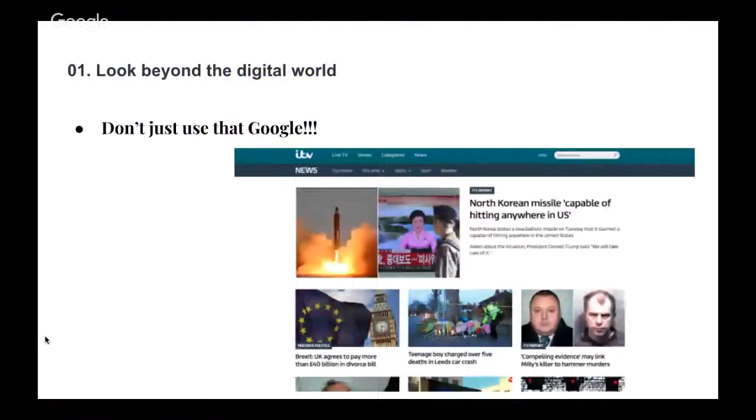Tip number 1, look beyond the digital world. When putting together mood boards, it's easy and therefore tempting to just use Google Images. But just because you're working on a digital product doesn't mean you have to stick to digital inspiration.